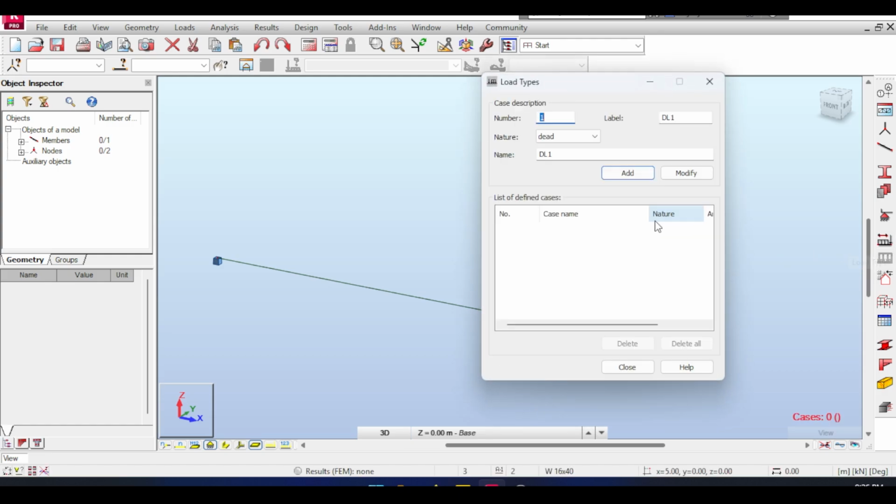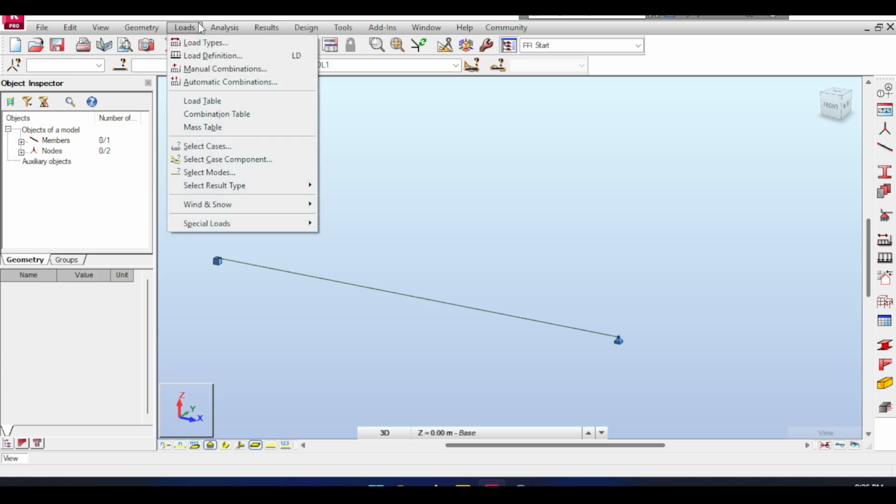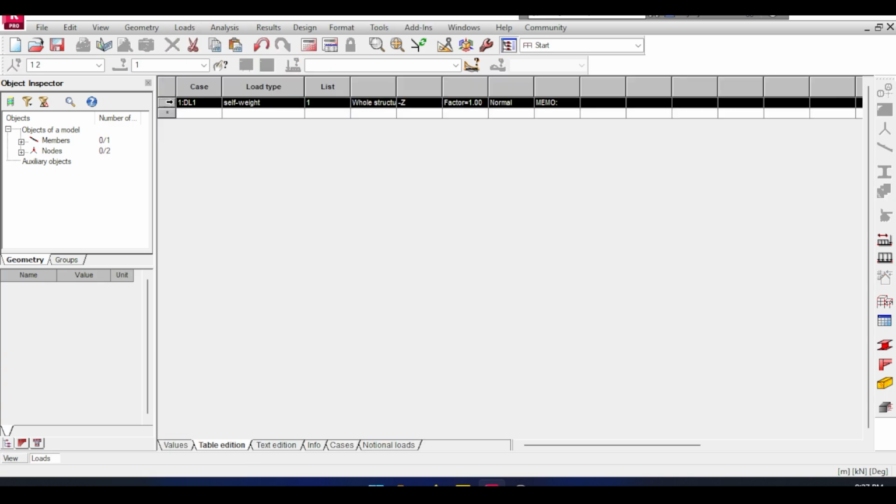I'm going to define a load type here. I'm going to select dead load. Of course, as you know, dead load comes predefined with its own weight. Now for practical reasons, because I wanted to follow along the support definitions, I'm going to delete the self weight. So I'm going to go to loads, load table, and eliminate the self weight by pushing the delete button.